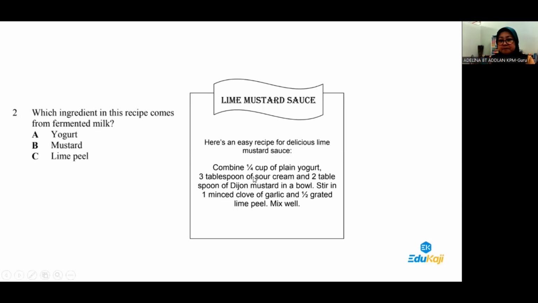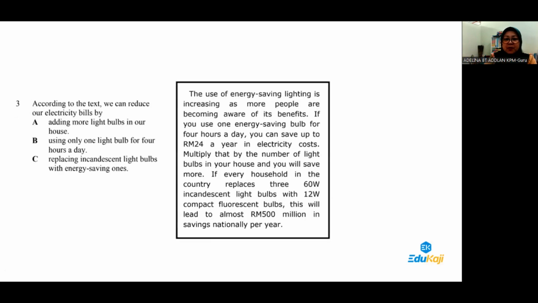So which is it? Yogurt, right? The taste is a little bit different. Even the texture is a little bit different when it's fermented. The thickness of the liquid is a little bit heavier compared to the normal liquid, right? Okay, the answer is A. Okay, same goes with number 3.